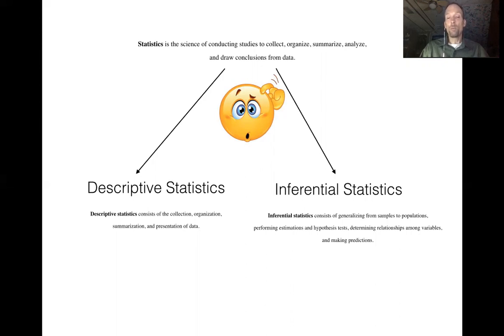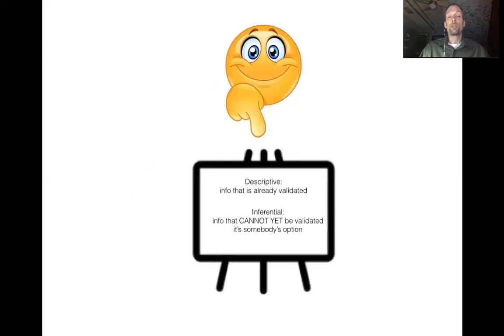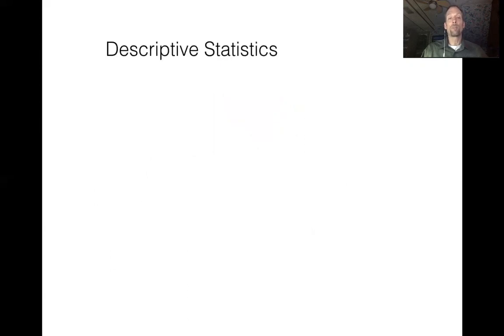So to help wrap all this up, descriptive statistics is any information that somebody else can come out and validate that is actually true and it happened. Inferential statistics cannot yet be validated because it's somebody else's opinion. So let's take a look at a couple examples of both of these kinds of data.